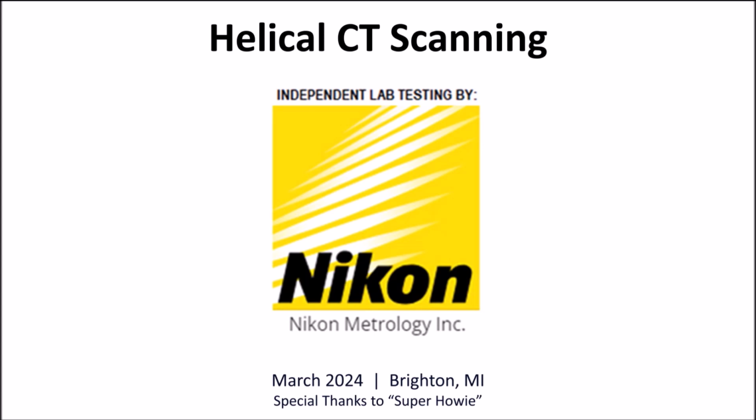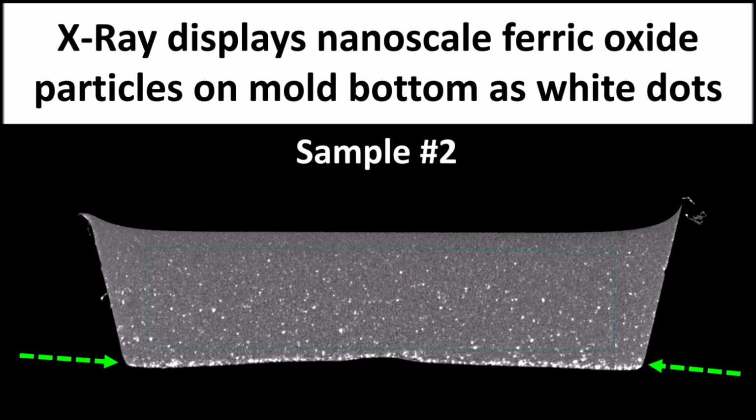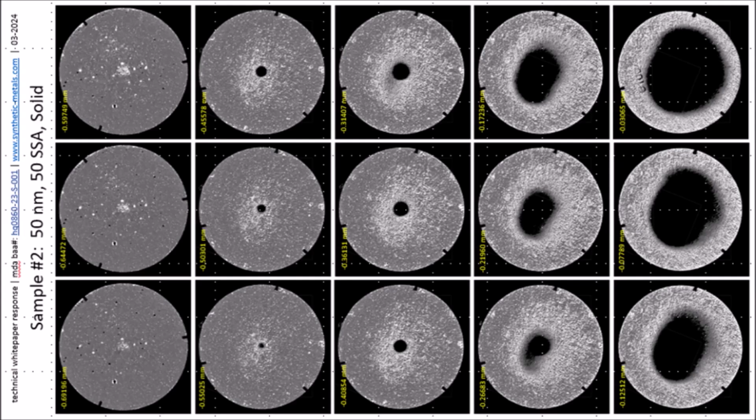Independent helical CT scanning by Nikon in Michigan. This is our sample 2. This is an X-ray that displays nanoscale ferric oxide particles on the bottom of the mold as white dots. This is a 15-panel scan of horizontal X-ray cross-sections taken at various heights.